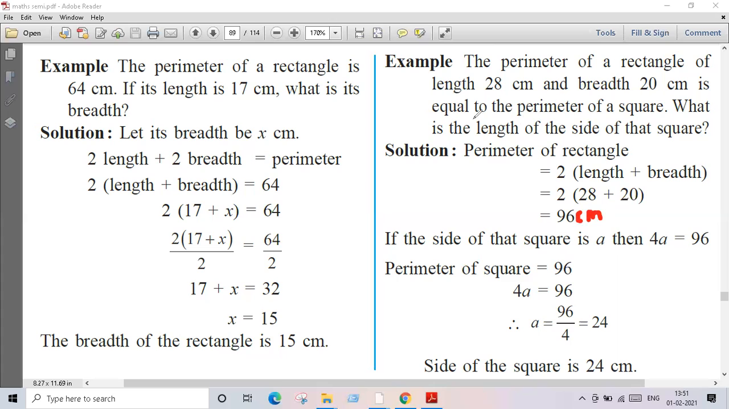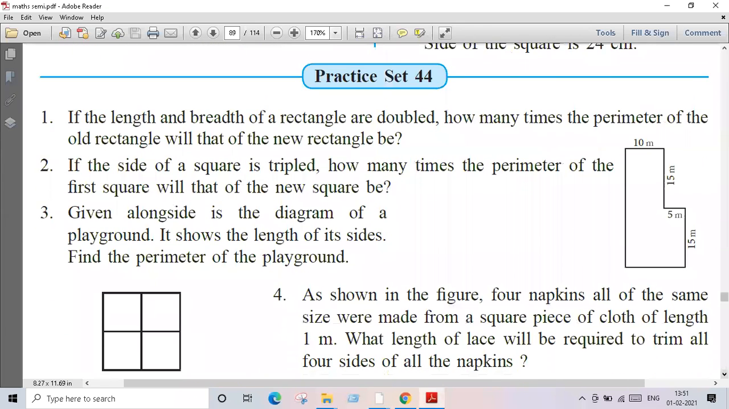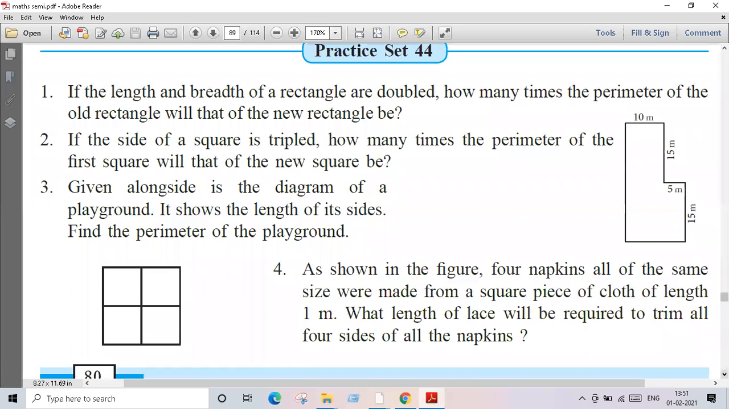But this perimeter is equal to the perimeter of a square. Then what is the perimeter of the square? If the side of the square is A, then 4A is equal to 96. 4A is what? It is the perimeter of the square. So perimeter of a square formula is 4A is equal to 96. Divide karo, you'll get 24. Therefore, the side of the square is 24 centimeter. Good. Yes. So practice at 44 बघा. Easy hai. You can do it.